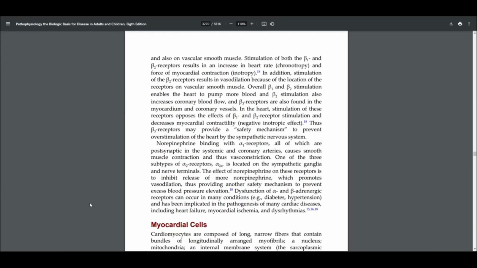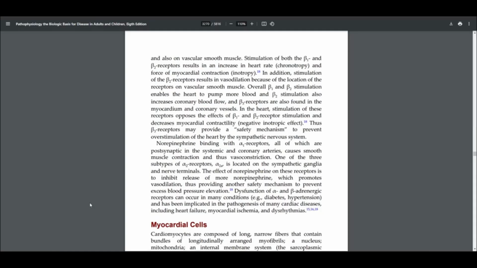Stimulation of both the beta 1 and beta 2 receptors results in an increase in heart rate, your chronotropy, and force of myocardial contraction, inotropy. In addition, stimulation of the beta 2 receptors results in vasodilation because of the location of the receptors on vascular smooth muscle. Overall, beta 1 and beta 2 stimulation enables the heart to pump more blood, and beta 2 stimulation also increases coronary blood flow.